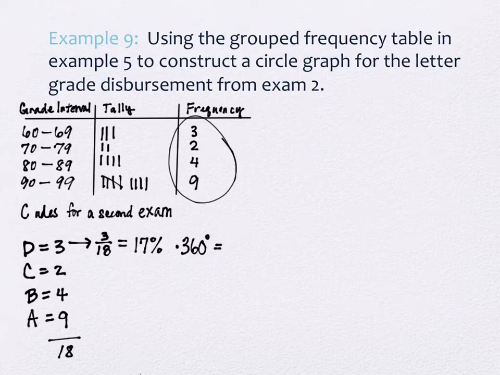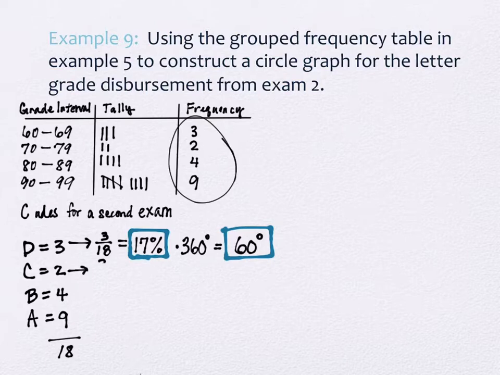So if I take 0.166666666 repeating times 360, what do I get? 60 is correct. So this would give me 60 degrees. I need this value for my chart, and I need this value. And so we're going to find both of those values for all of our letter grades.